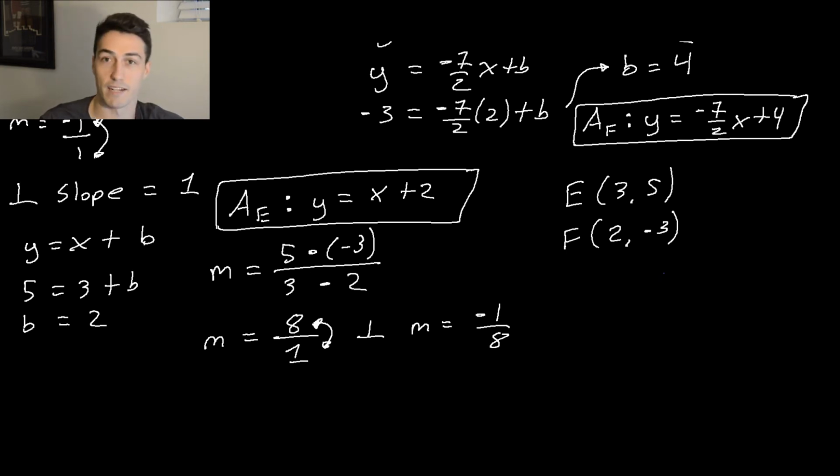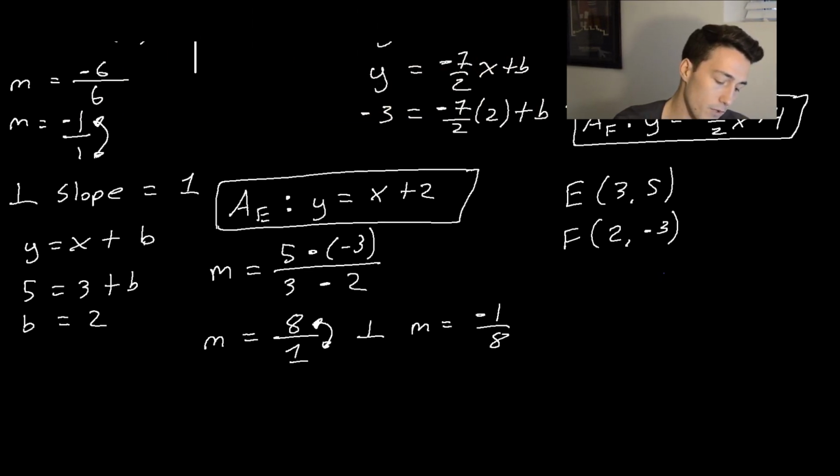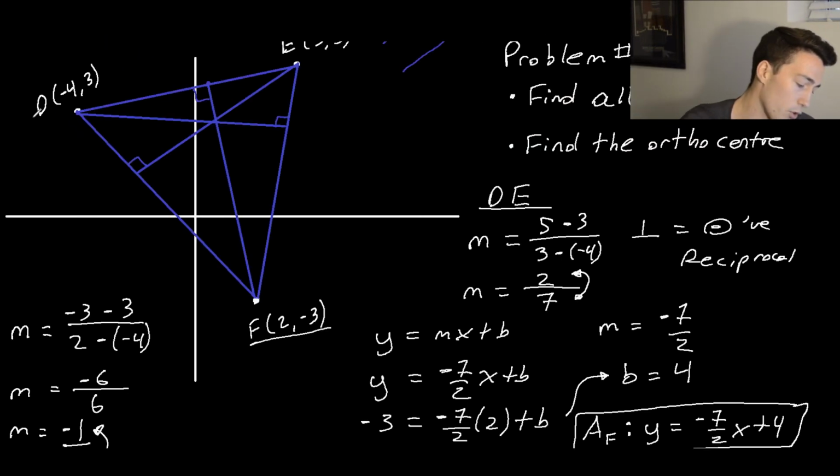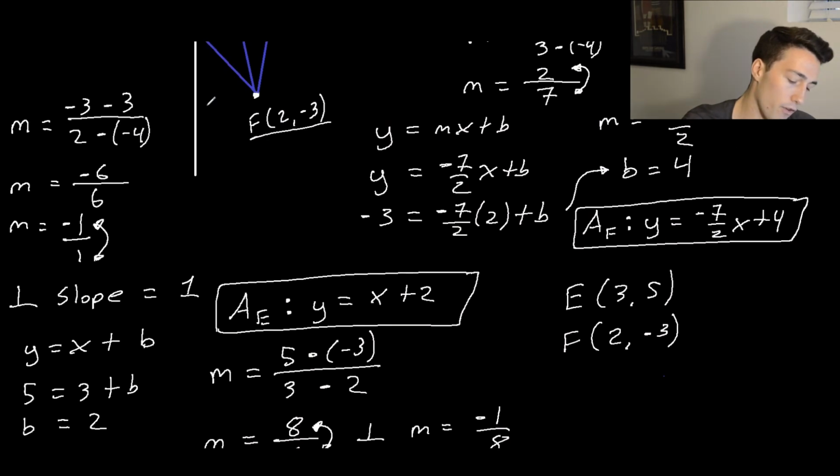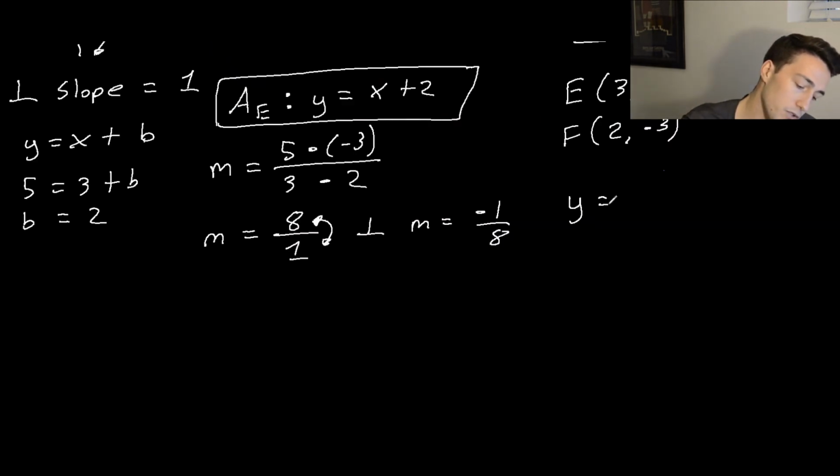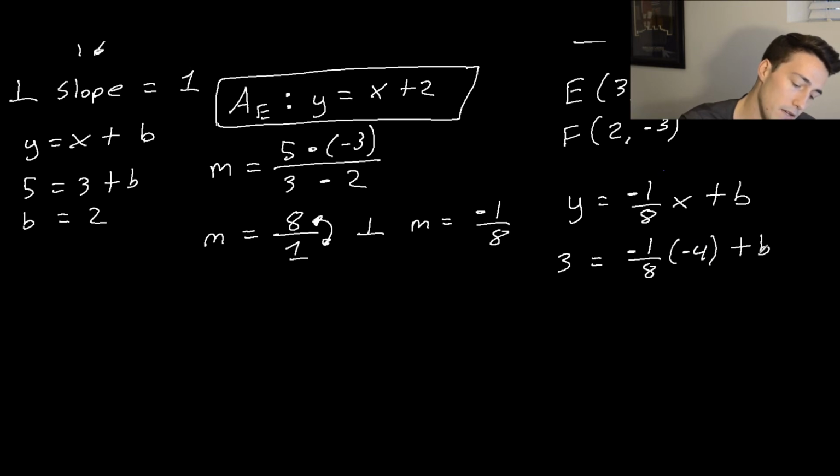Now we're going to use this -1/8 and plug in our point of D, because that's the line we're going to in this case. So -4, 3. I'll say y is equal to -1/8 x plus b, and then we have the point -4, 3. So 3 is equal to -1/8 times -4 plus b. These negatives are going to cancel out, so we get 3 is equal to 4/8 plus b.